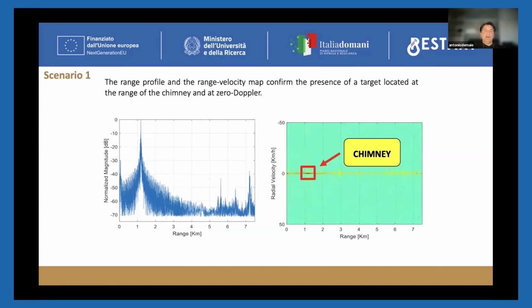Here we can see the range profile in this figure on the left, and also the range velocity map. The range velocity map confirms the presence of a target which is located at the range of the chimney, and also a zero Doppler shift because it is a stationary target.